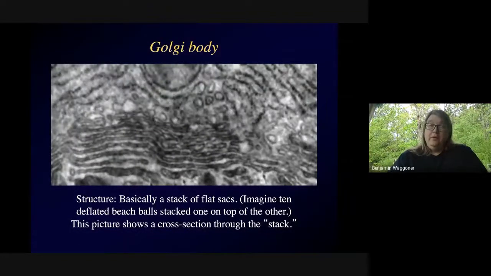Okay, so whatever gets made on the ER will pass through all of those folds of the ER and end up in a structure that looks a little bit like you took 10 deflated beach balls and stacked them one on top of the other. It's a stack of flat sacks of membrane. You're looking at a slice through one. In 3 dimensions, it would look a little bit like a stack of pancakes, except the pancakes would be hollow. There would be space inside.